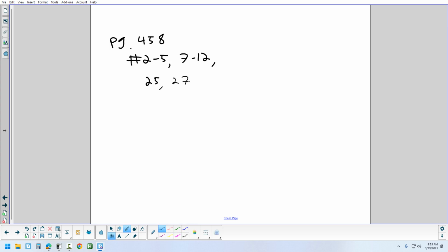Okay, so that's the homework for tomorrow night. It says something about graphing. Don't do any graphing. And I'll see you guys either tomorrow or on Thursday. We'll see about the assembly.